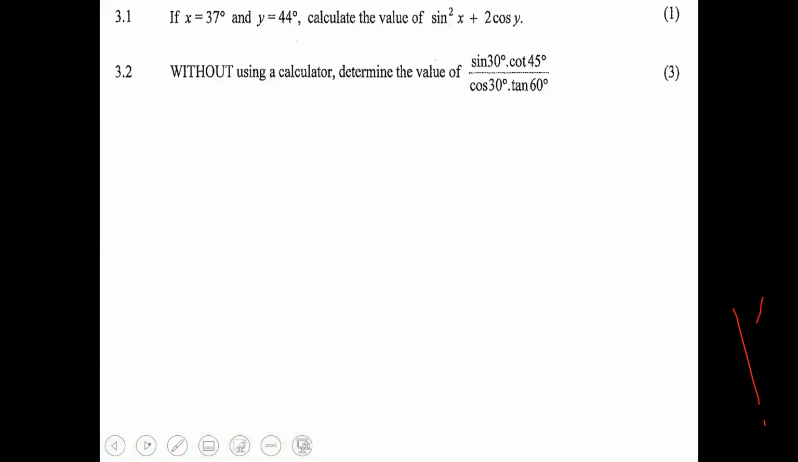Okay, let's look at this question. This is now coming to what the paper wants. So if we look at 3.1, the question is, they give you x and they give you y. And they say find sine squared x plus 2 cos y. So all you have to do is say, right, sine, you're substituting.